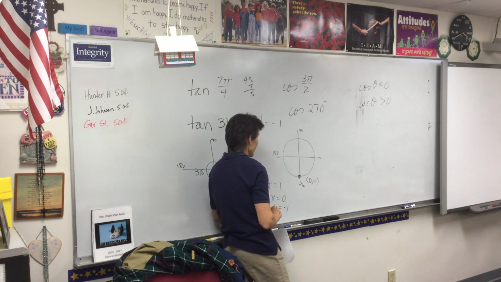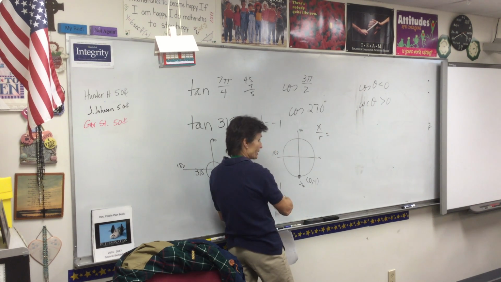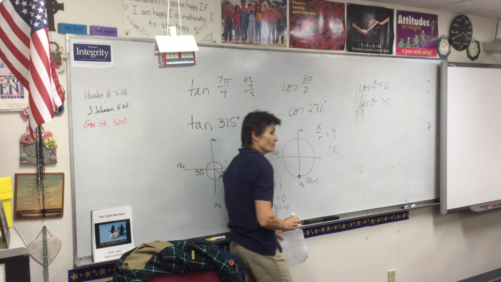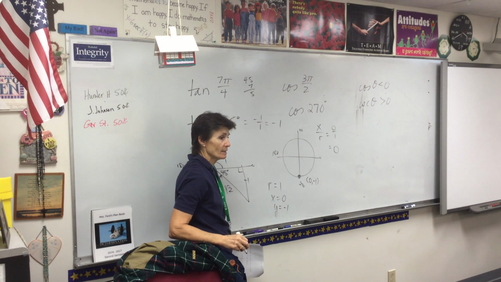We need cosine. What's cosine? X over r. So using the numbers that you got, x over r would be 0 over 1, which is 0. So the cosine of 3 pi over 2 is 0.